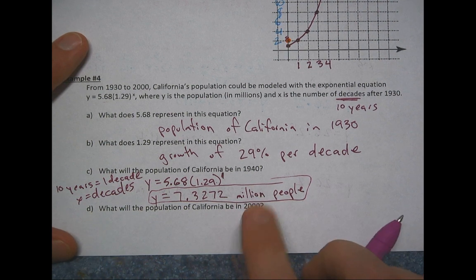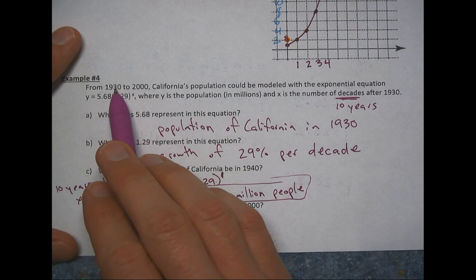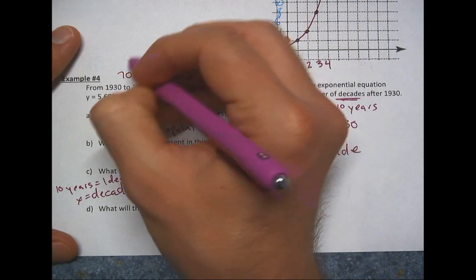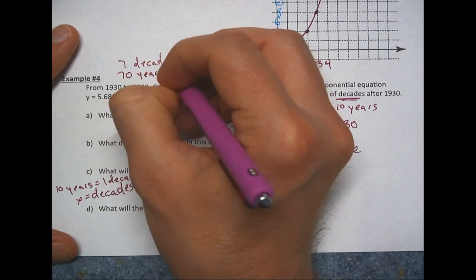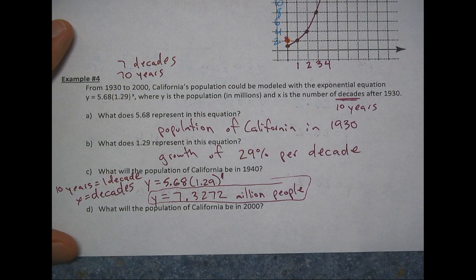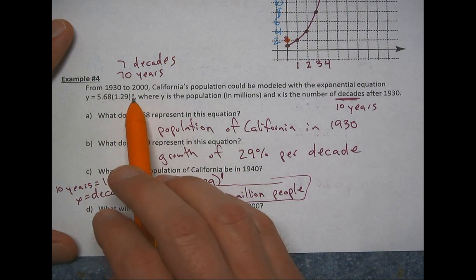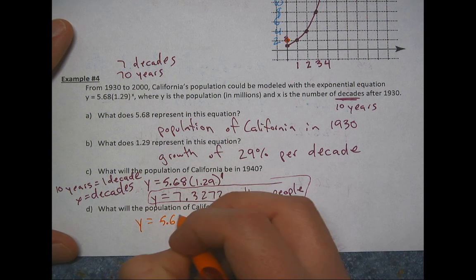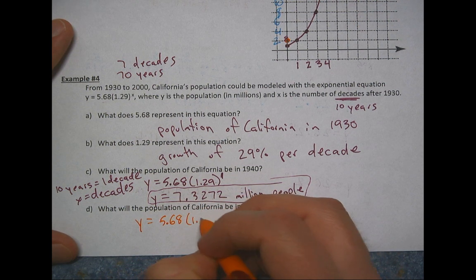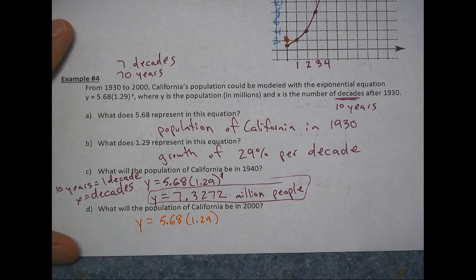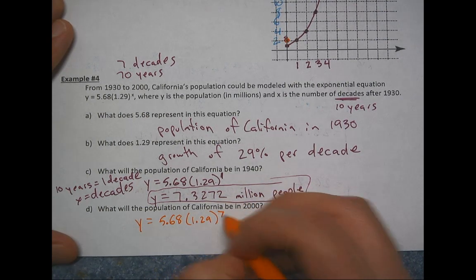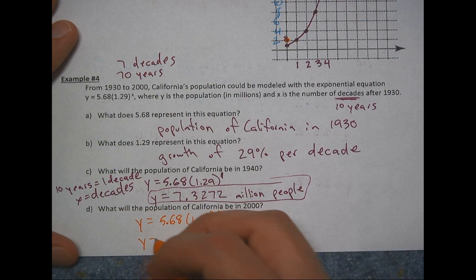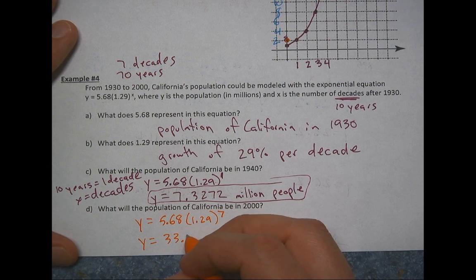All right, last and not least, what will the population be in the year 2000? So we're going from 1930 to 2000. That's 70 years. So that's 7 decades. So when we go to plug in for X, we're not plugging in 70. X doesn't represent the years, it's the decades. So Y equals starting point of 5.68 million, increasing by 29%, so 129% of it, and for now 7 decades. So you would raise this to the 7th, and you would multiply, and it comes out to 33 point, and then it's a long decimal.